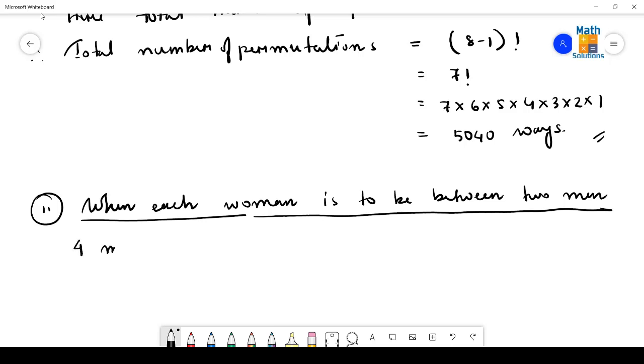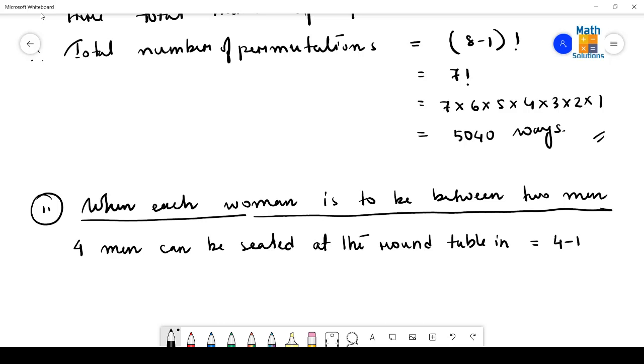So in this case what we shall write? Four men can be seated at the round table in how many ways? Of course 4 minus 1 factorial ways. That means I shall be getting here 3 factorial ways, which will be equal to 6 ways.